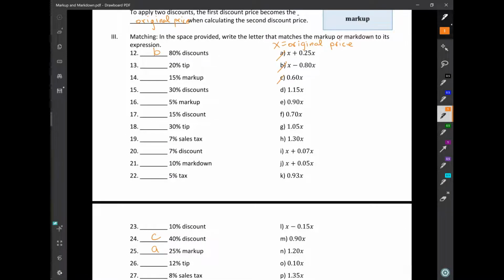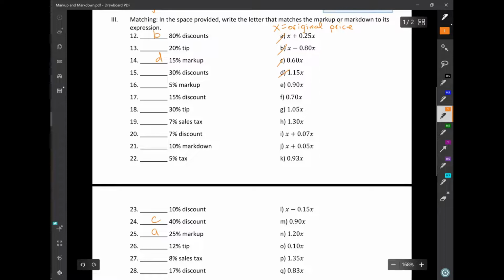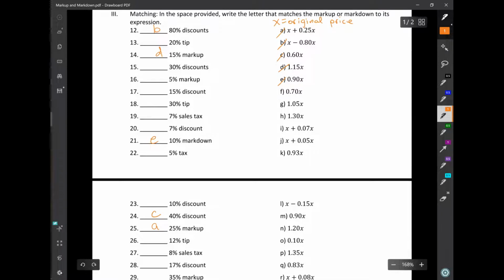D, 1.15, that's like saying 1 plus 0.15. That's a 15% markup. D, 0.9 times x, that's 90% of the old price, which is 10% less than the old price. So that's a 10% discount. E, 0.7 times x, that's 70% of the old price, or 30% less than the old price. So 30% discount or 30% markdown. That's number 15 right there. G, 1.05, so that's 0.05 greater than it used to be, or 5% greater than it used to be, or a 5% markup, number 16.